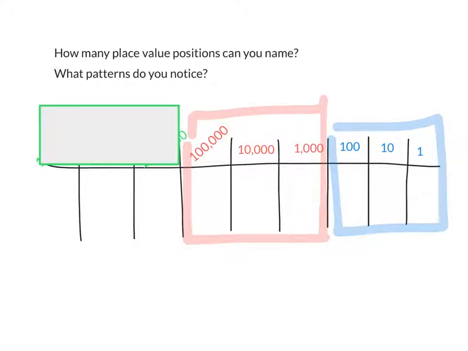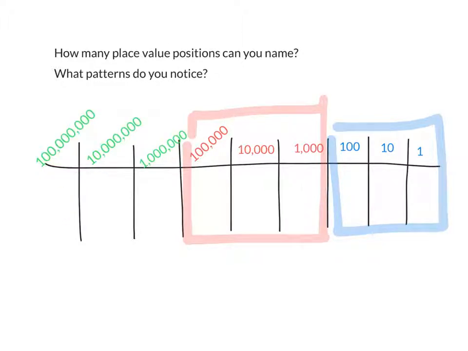Using this pattern, what do you think will be next? If I tell you that the next period is called the millions period, what do you think this place value position will be called? Swarnima? 1 million. What do you think this one will be called? Arna? 10 million. What about this one? Sanvi? 100 million.